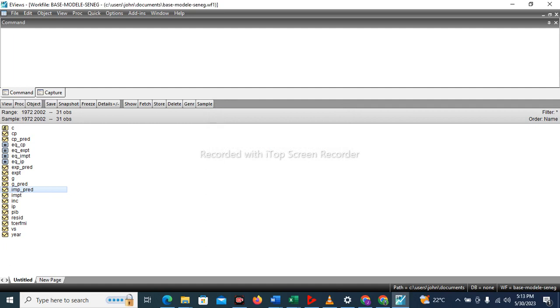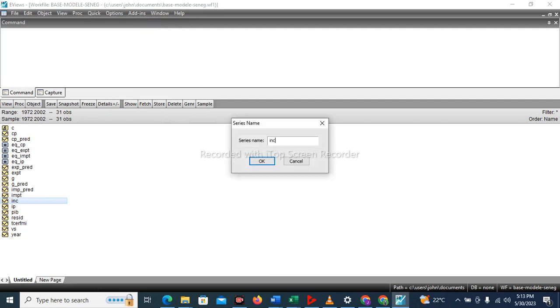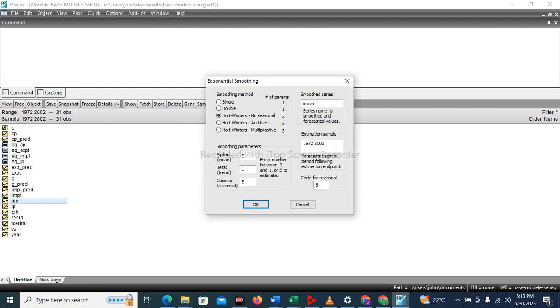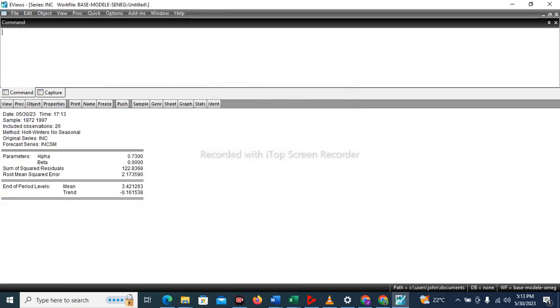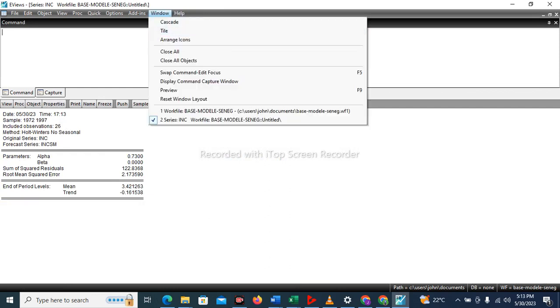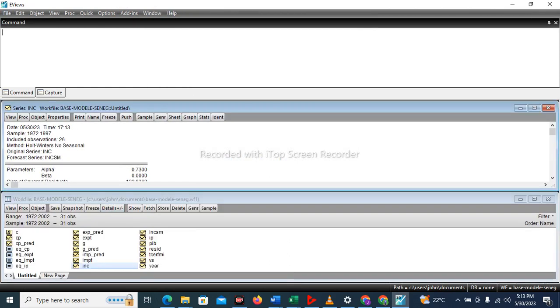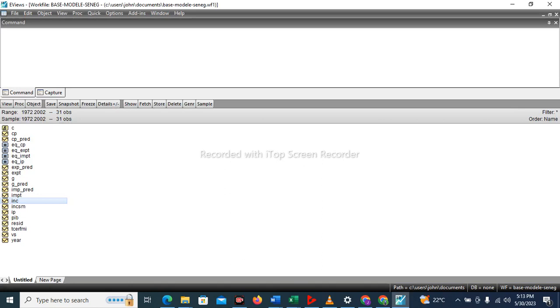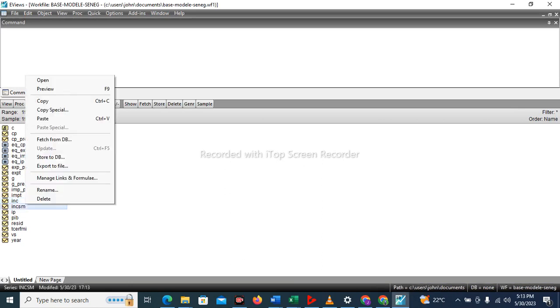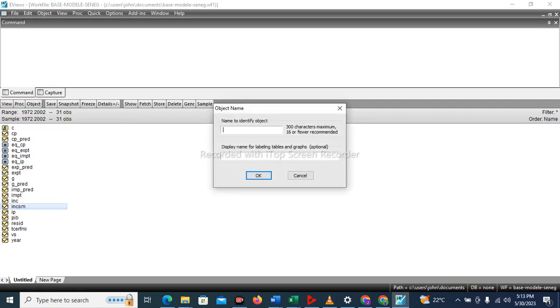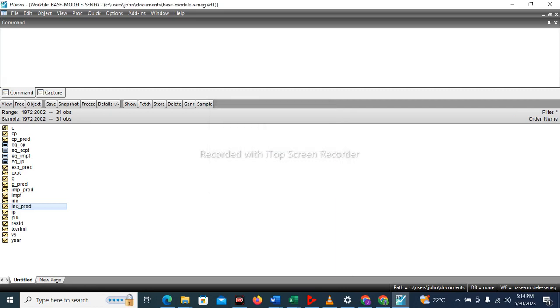Then we go to the next item, which is uncertainty, quick series, exponential smoothing, INC, uncertainty. Then it was also not stationary, therefore we use Holt-Winters method, and there it is. Let's rename it. Rename, science prediction, and there we have it.